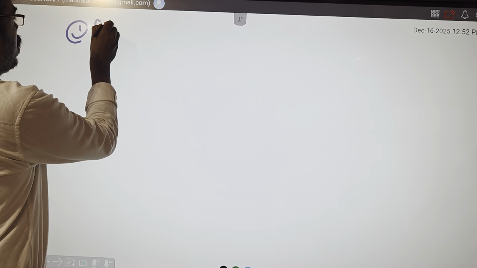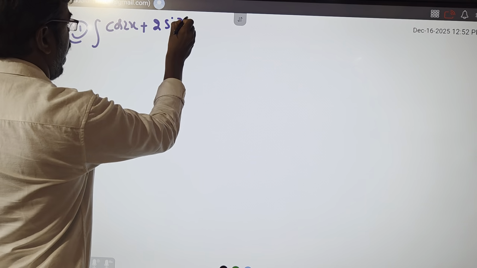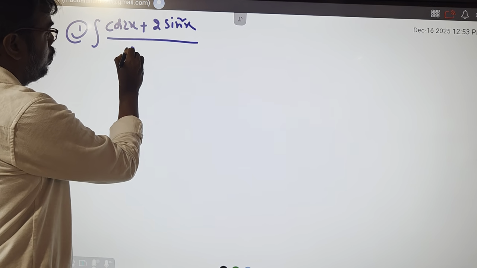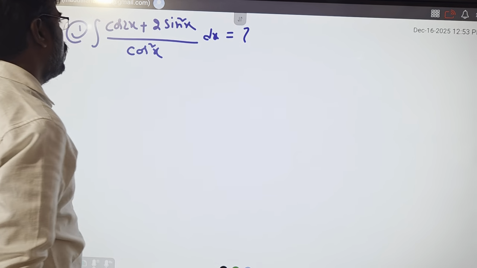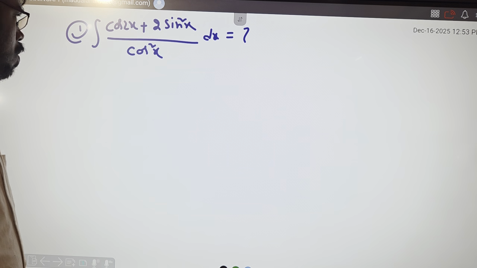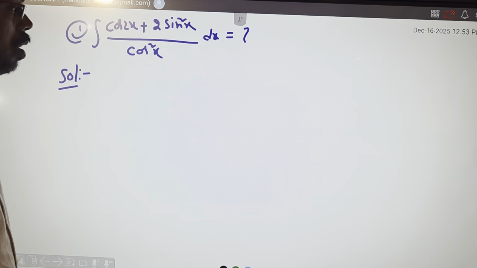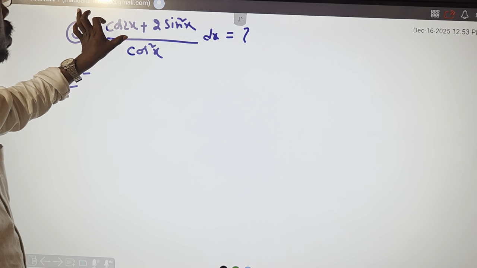Integral of cos 2x plus 2 sin square x by cos square x dx. Find out the integration of cos 2x plus 2 sin square x by cos square x dx. Just apply the trigonometric identities I said earlier to this. Here we have cos 2x and 2 sin square x.